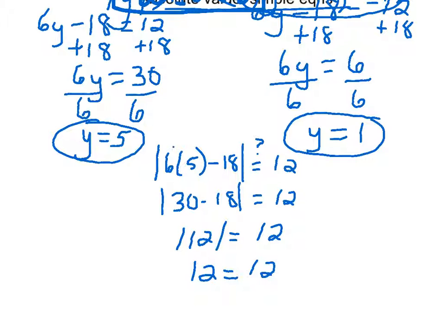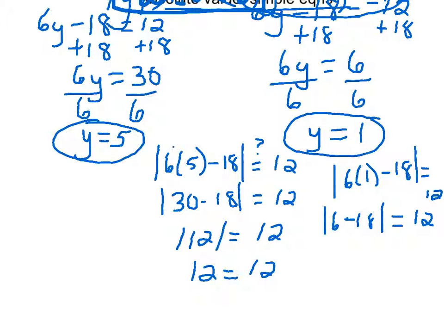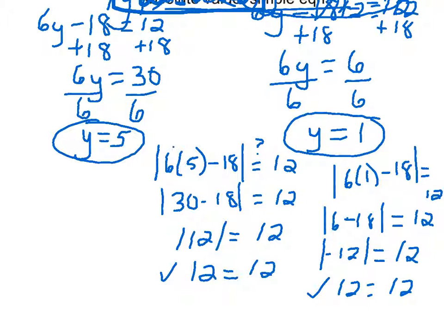You can also check your other solution, plugging in y equals 1. So this time we would have the absolute value of 6 times 1 minus 18 equals 12. 6 times 1 is 6. That's a minus sign. 6 take away 18, that's negative 12, and we take the absolute value of negative 12. Again, we get 12 equals 12. So both of our solutions work.